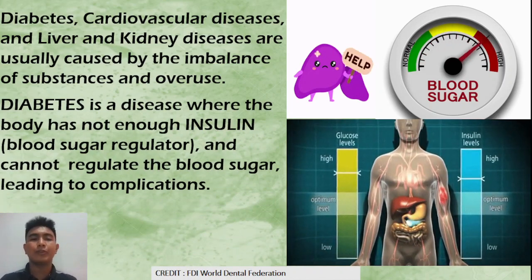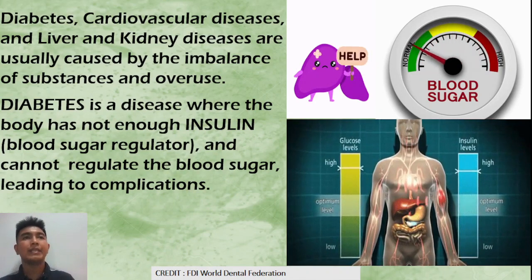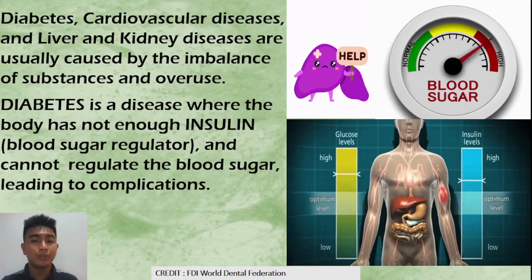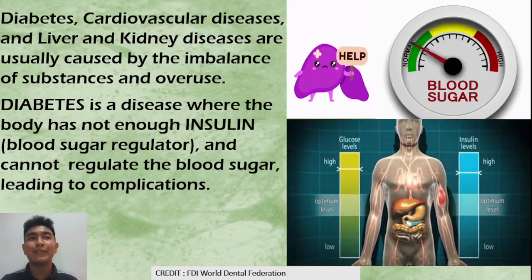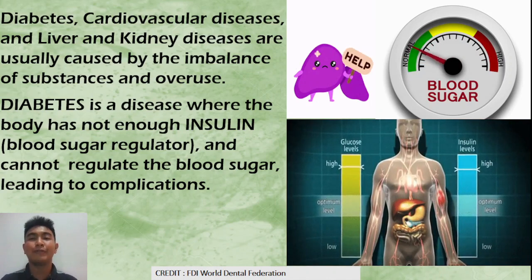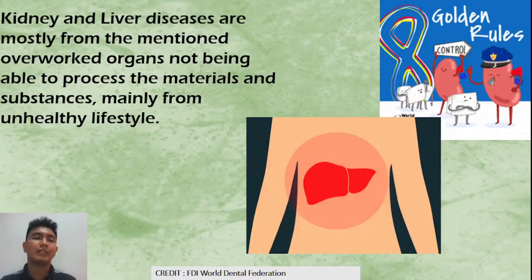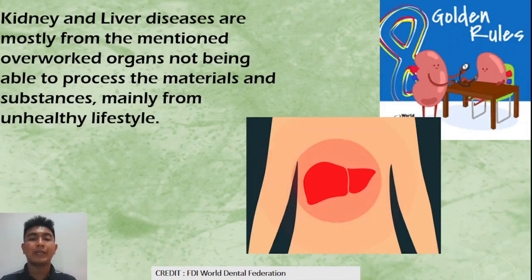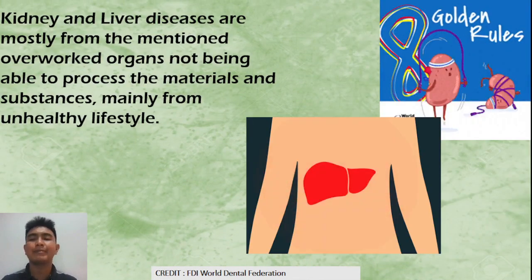Diabetes is a disease where the body has not enough insulin. Even if it has insulin, it's not enough to regulate the blood sugar, leading to complications such as poisoning in the kidneys and bacterial infections, because bacteria love a very sweet and sugar-filled blood. Kidney and liver diseases are from overworked organs not being able to process the materials. They are not being able to process the body because they are already imbalanced from drinking too much alcohol, eating salty foods, and unhealthy lifestyle in general.